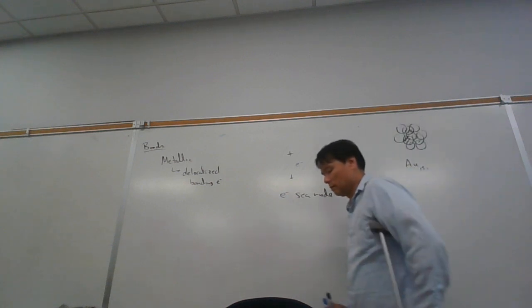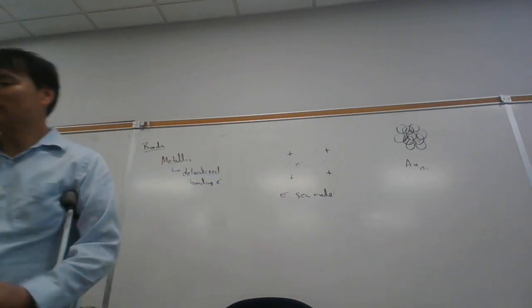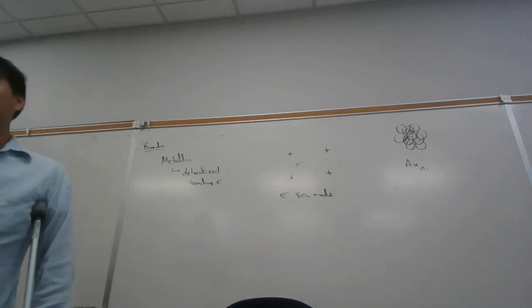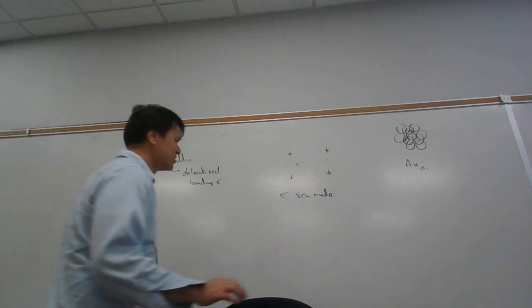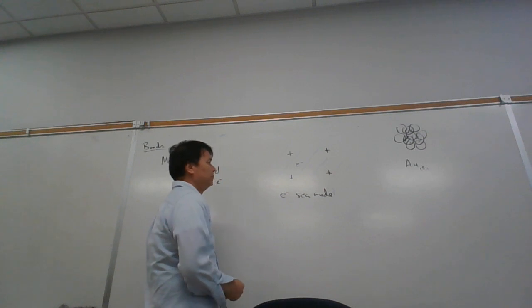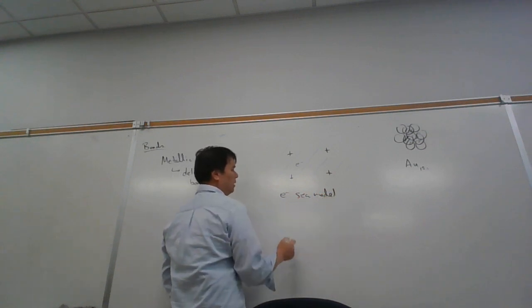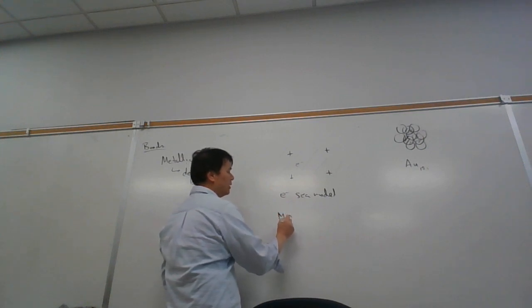There's one, valence bond theory. Valence bond theory is where you take the atomic orbitals, whether they're unhybridized or hybridized, and overlap them. What's the other one? Molecular orbital theory, which is the rigorous approach to bonding.